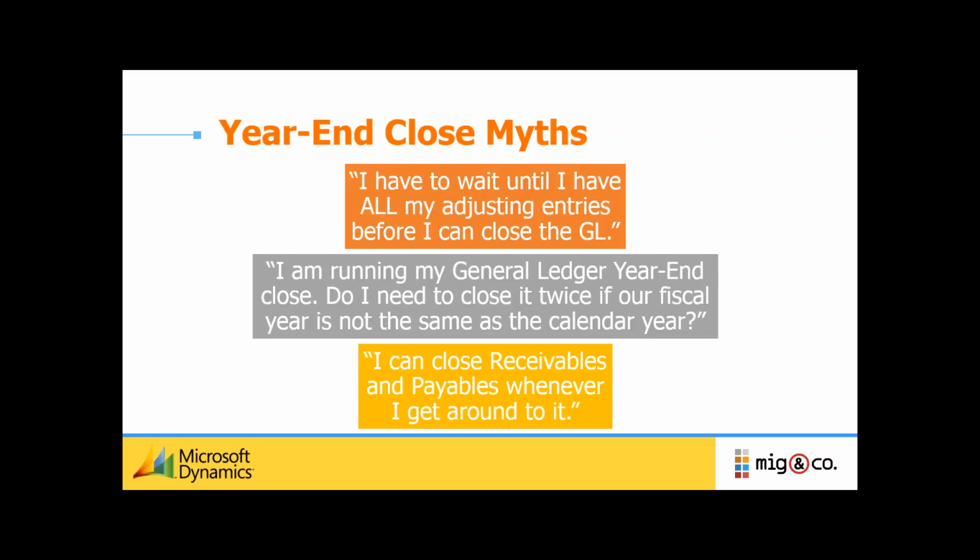Some of the questions that I get regarding the year-end closing: one of them is, do I have to wait until all of my adjustment entries are entered before I can actually close the GL? My answer is, well, no. You can do all your normal adjustment entries that you need to do, but if you're waiting on your audit adjustments, you can close out your general ledger now and wait for those audit adjustments to come in. If they come in February, March, or whenever, you can post those back to the proper year, and it will roll the balances forward to the proper asset or liability.